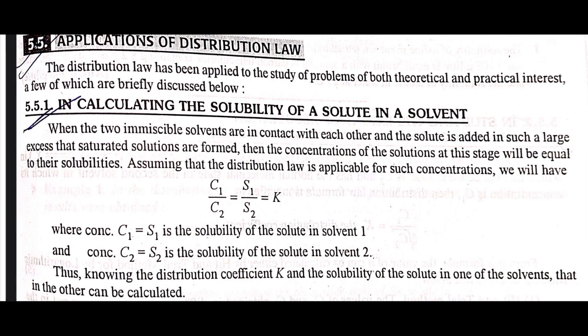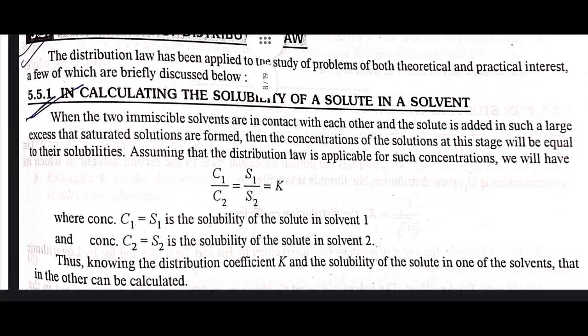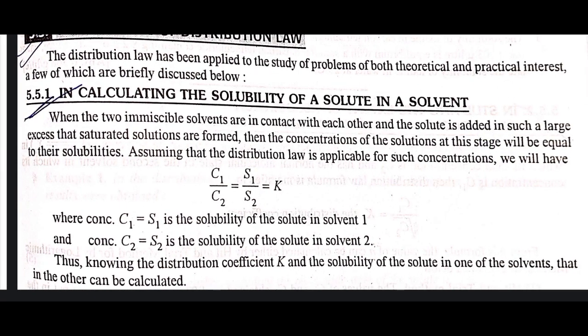Assuming that the distribution law is applicable for such concentration, we will have C1 upon C2 is equal to S1 upon S2 is equal to K, where concentration C1 is equal to S1, the solubility of the solute in solvent 1, and concentration C2 is equal to S2, the solubility of the solute in solvent 2. Thus, knowing the distribution coefficient K and the solubility of the solute in one of the solvents, that in the other can be calculated.